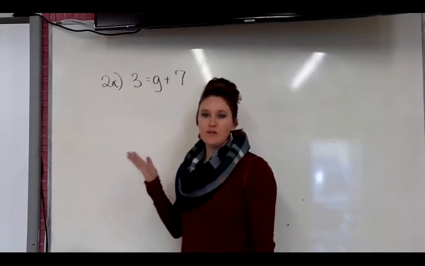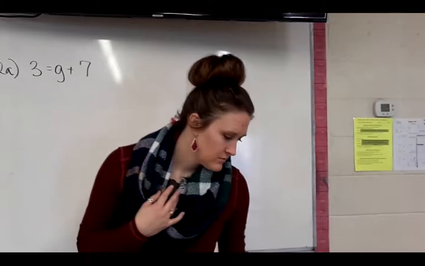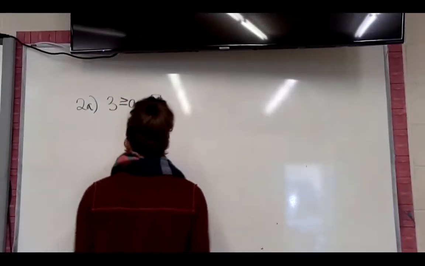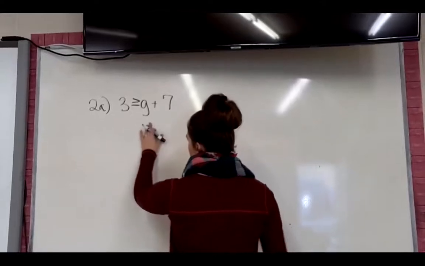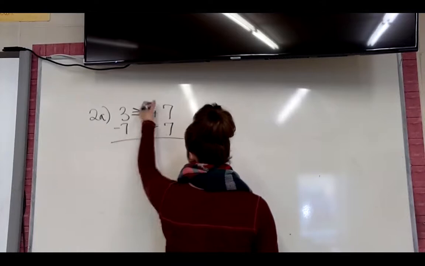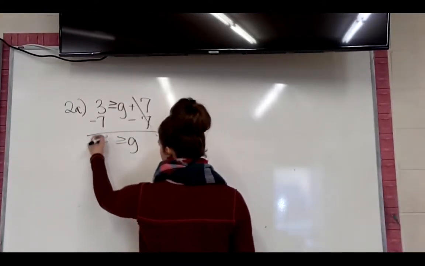2a, we have to solve the inequality and graph it. Although I realize I wrote equals. That's not equals. It's greater than or equal to. Sorry about that. Okay, so we're solving for g, so I have to get rid of the 7. It's being added, so we do the opposite and subtract. Everything else comes down. 3 minus 7 is a negative 4.